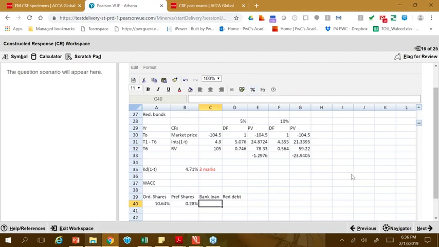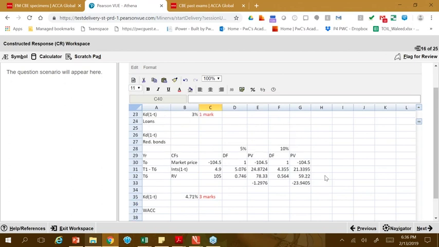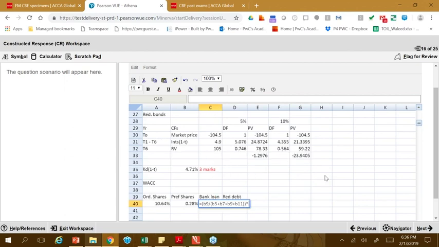Bank loan now, which was B9 divided by B5 plus B7 plus B9 plus B11 into the cost of the debt of the bank loan, which is in B23. And that gives me the cost of the bank loan.